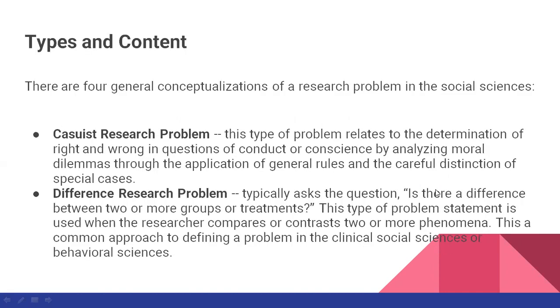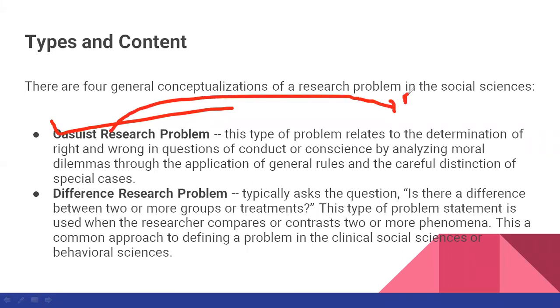Now, there are different types of research problem. I want to introduce a few of them. It's four actually. The first one is the case research problem. This type of problem relates to the determination of right and wrong in questions of conduct or conscience by analyzing moral dilemmas through the application of general rules and the careful distinction of special cases. Try to understand this with key terms: the case research problem tries to deal with right or wrong determinations, right?